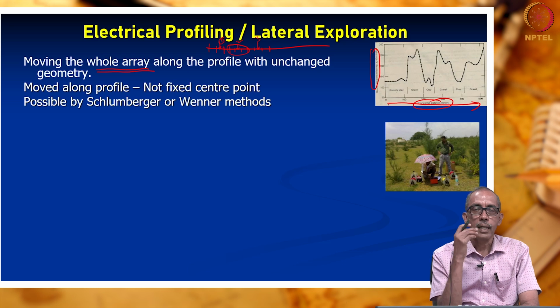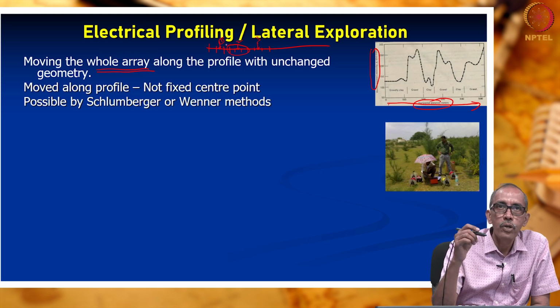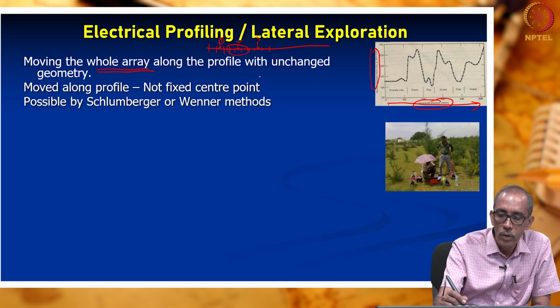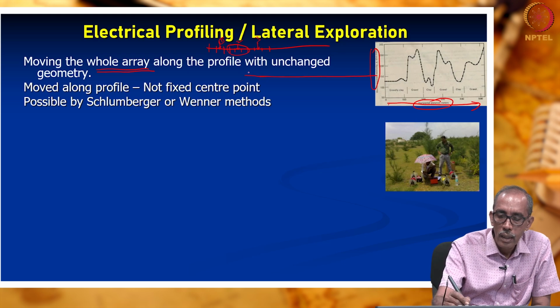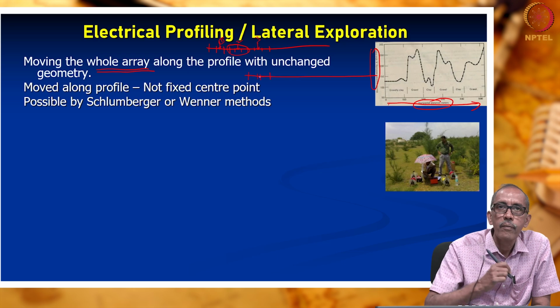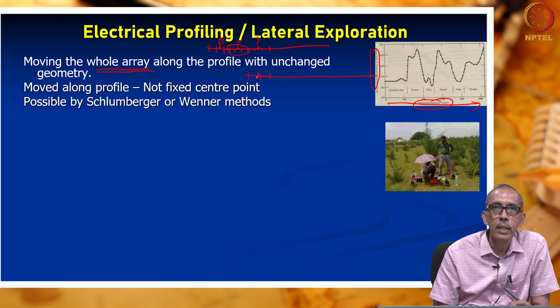So, as I was telling you, the survey can be carried out both in Schlumberger and Wenner method. Here in the diagram I have drawn, I have shown you the Wenner arrangement. Suppose you are going to follow Schlumberger, what will you do? This is the profile, A, B, M and N are here. The center point of our station is between these two. We have completed one survey.